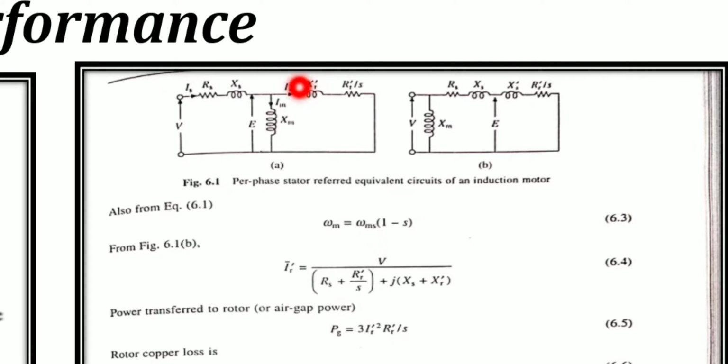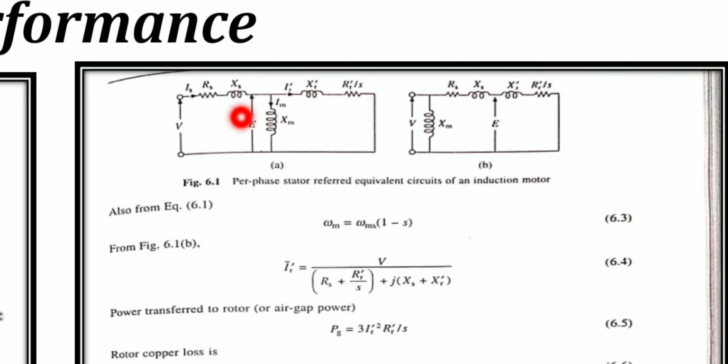Keep it in mind. This is the stator part, this is the rotor part, and this is the magnetizing component. This has resistance and reactance. RS is the stator resistance and this is the stator reactance. Getting my point? Here RR' and XR' are the stator referred values of the rotor resistance RR' and the rotor reactance XR'.